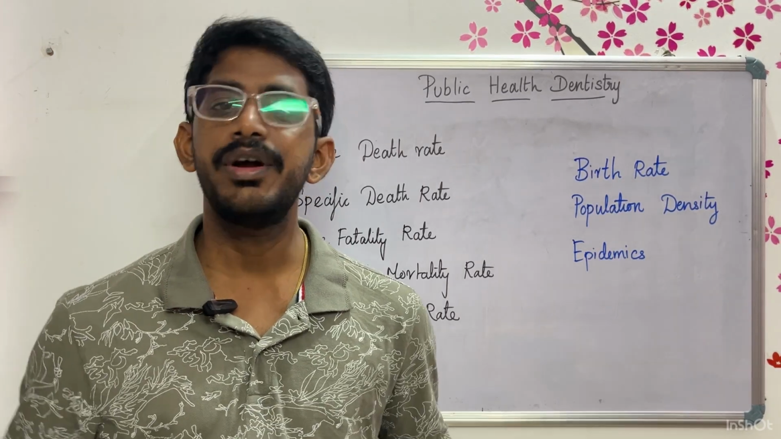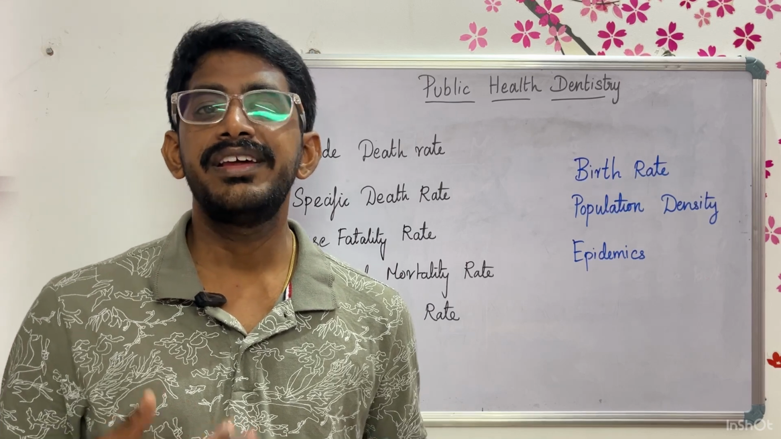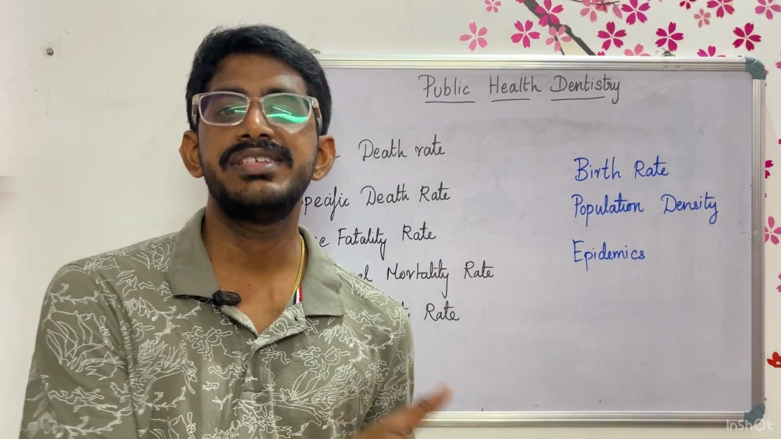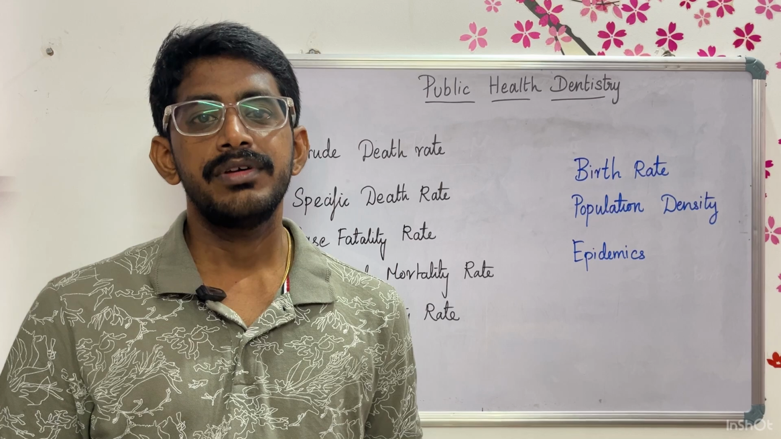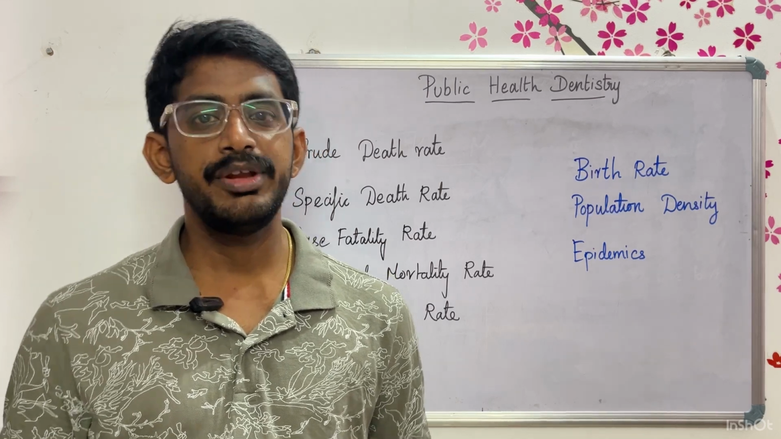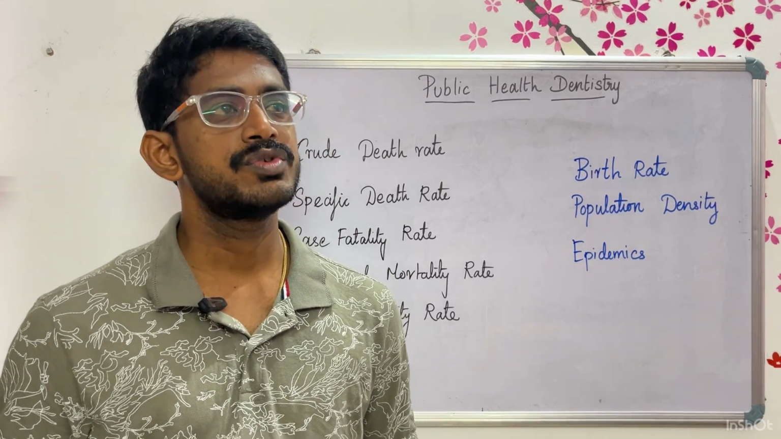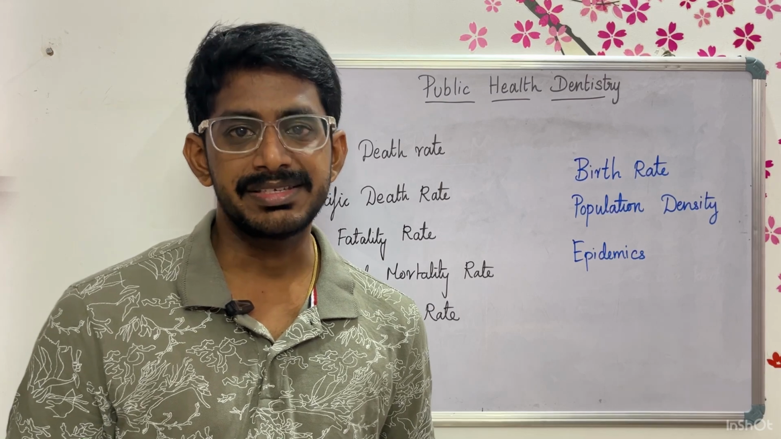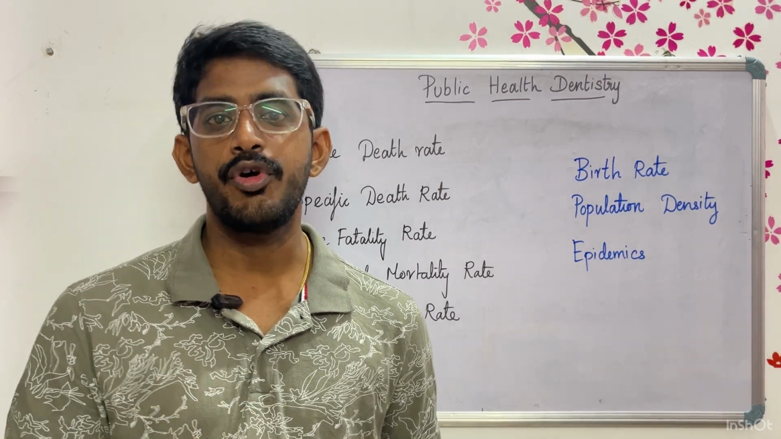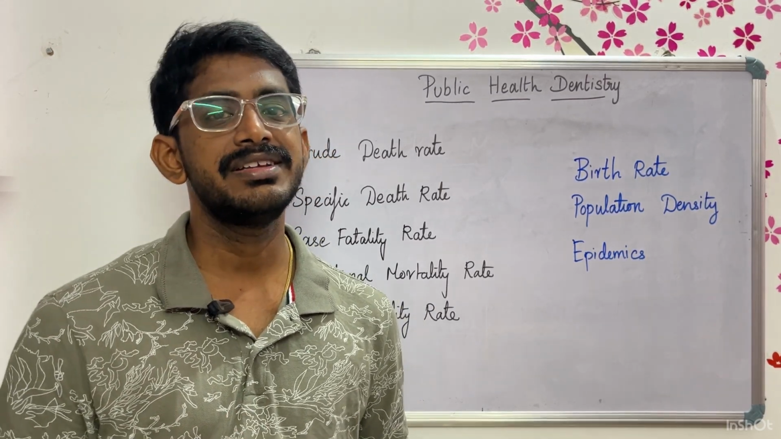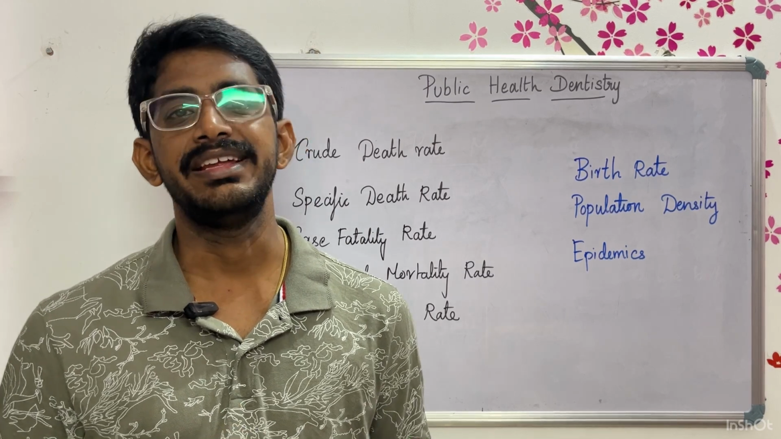Finally, epidemics. What is an epidemic? A sudden increase in the number of cases of a particular disease in a community, which is otherwise the prevalence would be normal in that particular region. Okay, so should there be any epidemics, it will lead to increased mortality rate. So these are the factors that affect mortality rates.